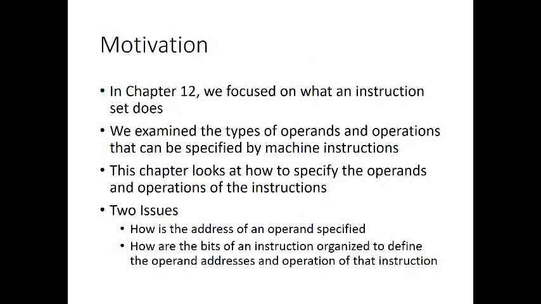So in Chapter 12 we focused on what an instruction set does. We examined the types of operands and operations that can be specified by machine instructions. This chapter will look at how to specify the operands and the operations for these instructions. Two issues. One is how is the address of an operand specified, and the second is how are the bits of an instruction organized to define the operand addresses and operation of that instruction. So with that in mind, let's get into addressing modes.